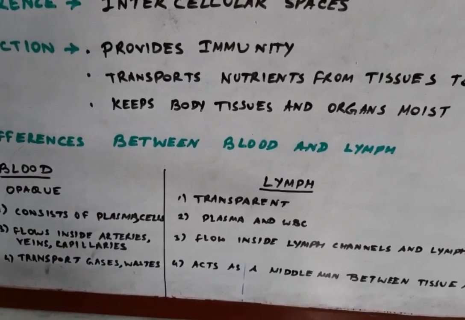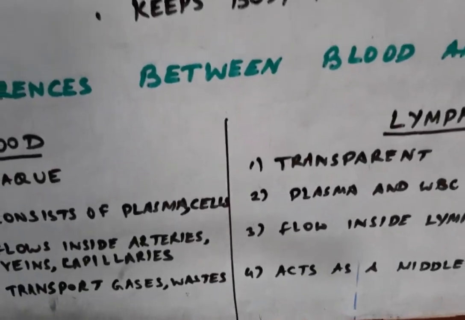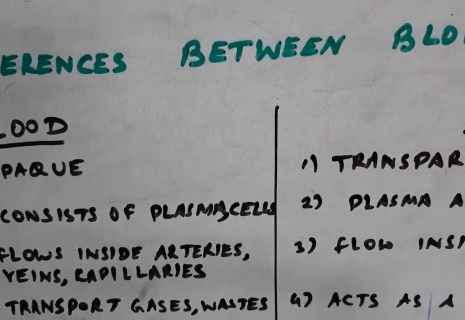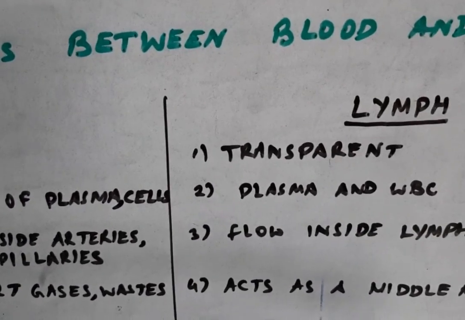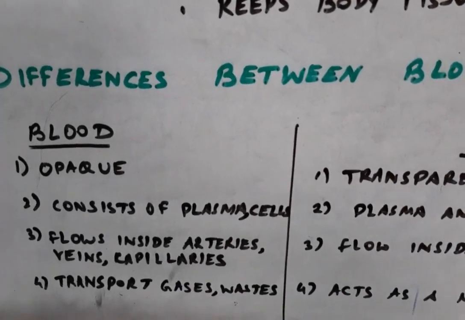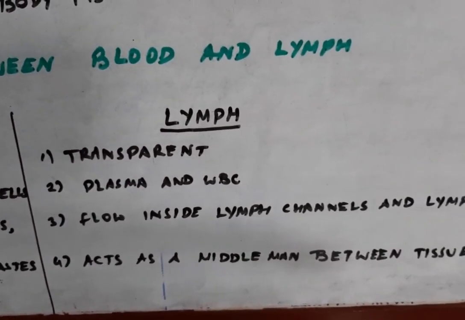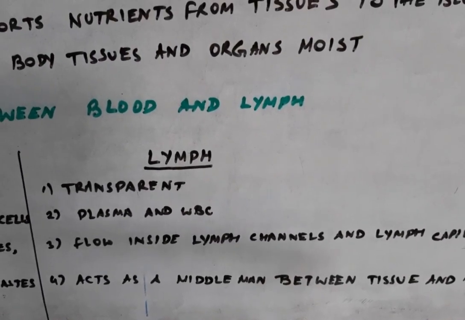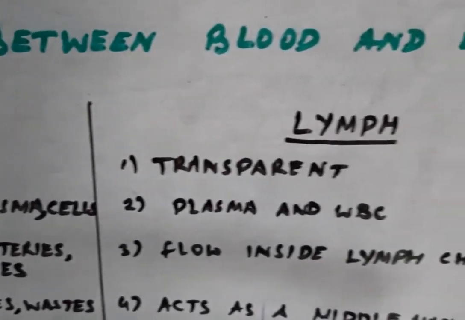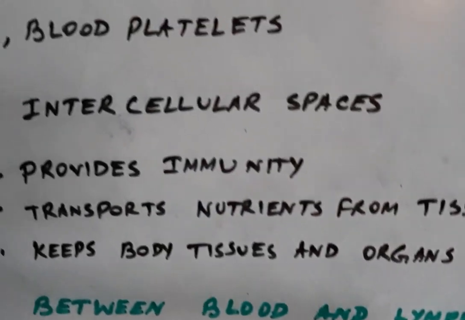Now, what are the differences between blood and lymph? Blood is opaque in color while the lymph is transparent. Blood consists of plasma and corpuscles such as WBC, RBC and platelet, while lymph is made up of plasma and WBC only. Blood flows inside the arteries, veins and capillaries, while lymph flows inside the lymph channels and lymph capillaries. The last point of difference is that blood transports gases and waste, while lymph acts as a middleman between the tissue and the blood. So this is about the topic.